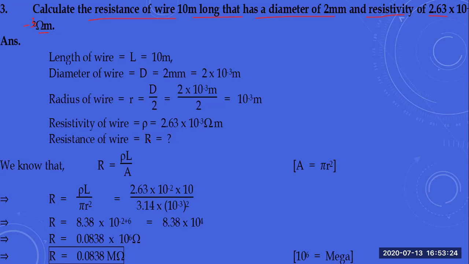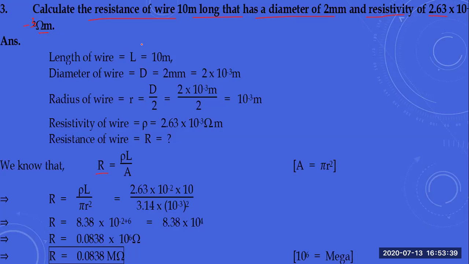So basically, the resistivity is the resistance suffered by unit length of a conductor of cross-sectional area A. So this is the resistance formula used.